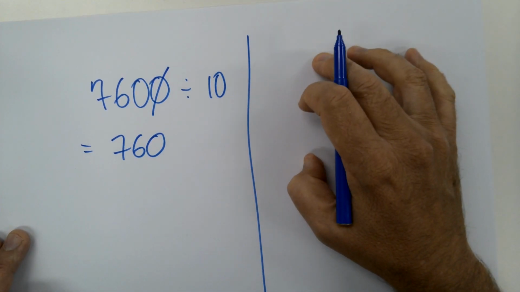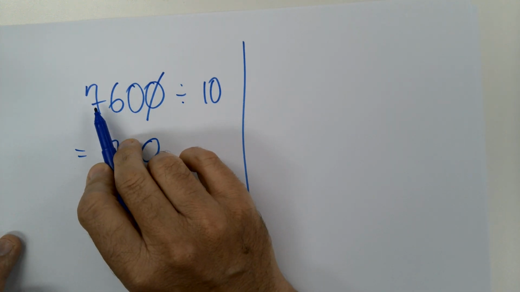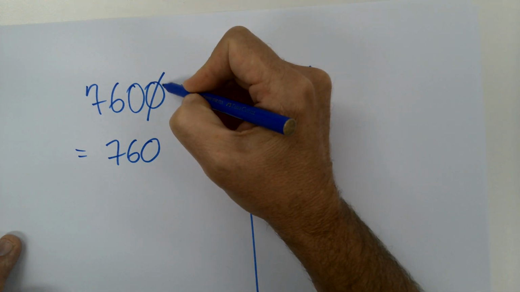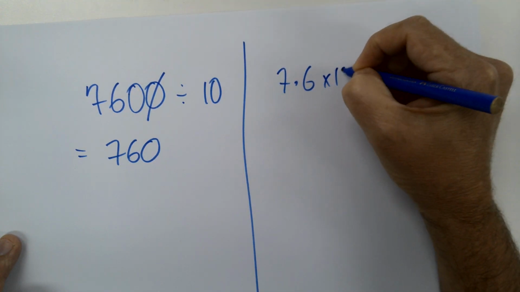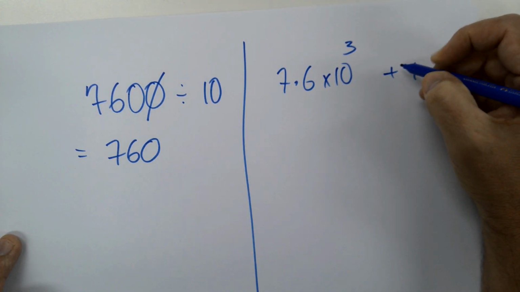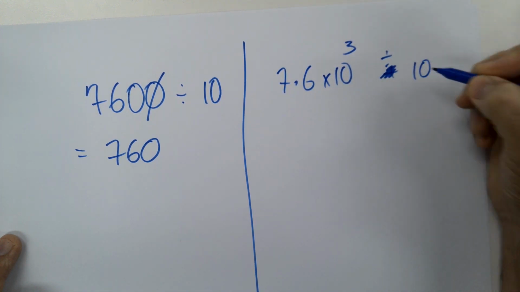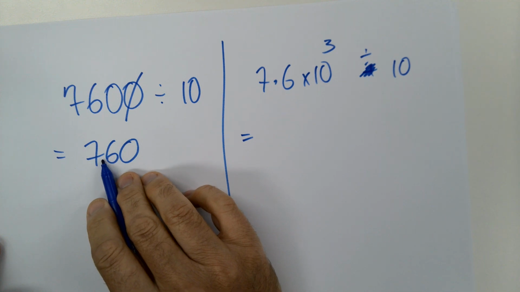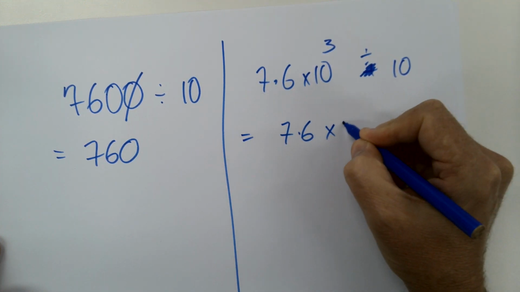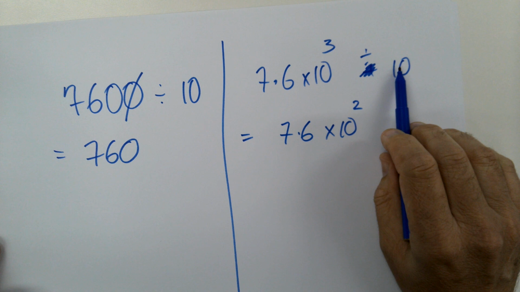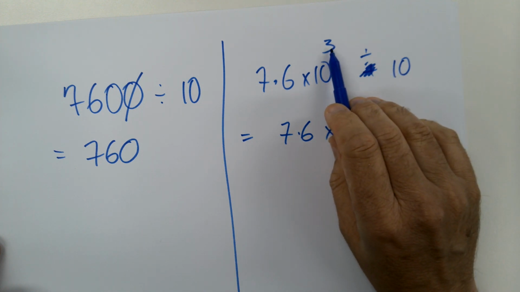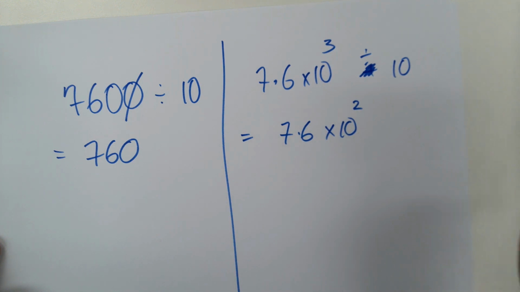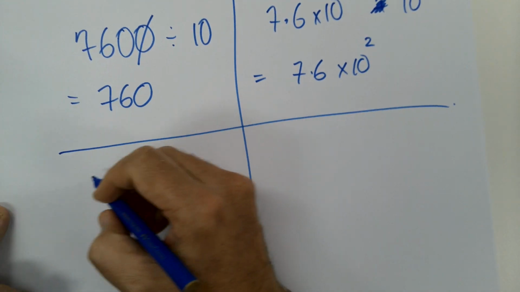If I go to scientific notation over here, the original one, 7,600, that's 7.6 by 10 to the 3, not plus, divided by 10. So what's 760? That's 7.6 by 10 squared. So look at that. So I subtract 1 power from that because I'm getting rid of that, all right? Sweet. All right, let's have another go.